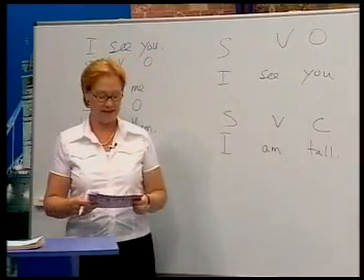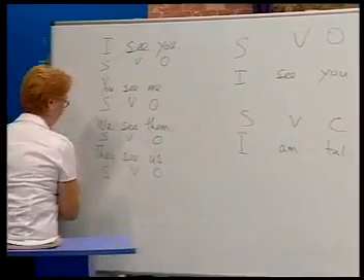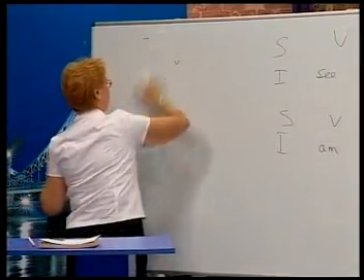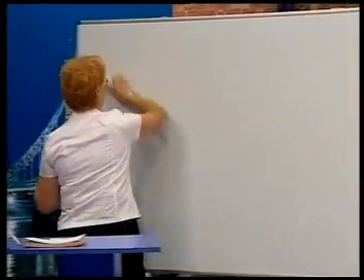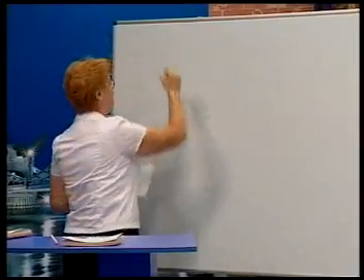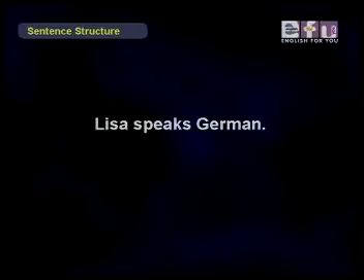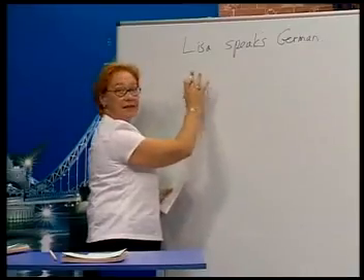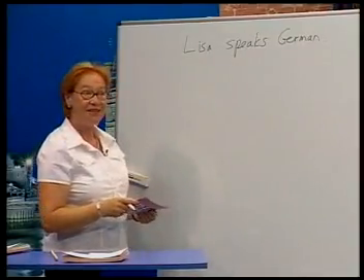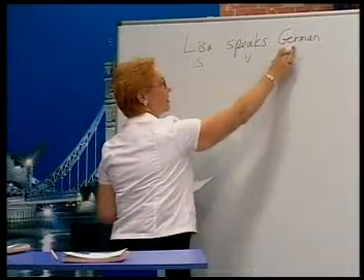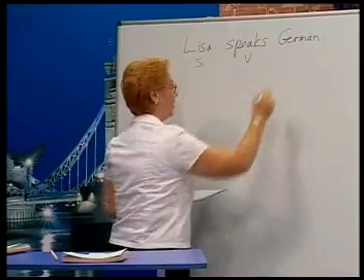Now, let's practice. Let me make some room here. And we'll put some sentences on the board for our assistants to help with. Now, here we go. Here's a sentence. Lisa speaks German. Okay, Lisa, what is the subject? Lisa. Good. Isabel, what's the verb? Speaks. And Ali, what is this? It is the object. Good.